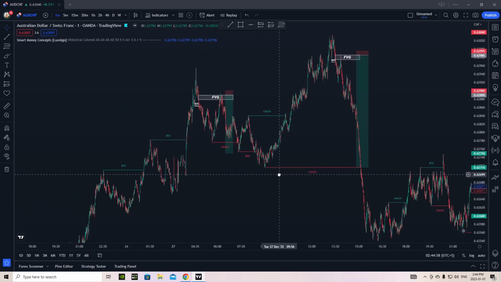This is also considered a breaker structure, right? Because this was the last swing high. Price retraced, went back up and broke the structure right here. So that's what breaker structure is.